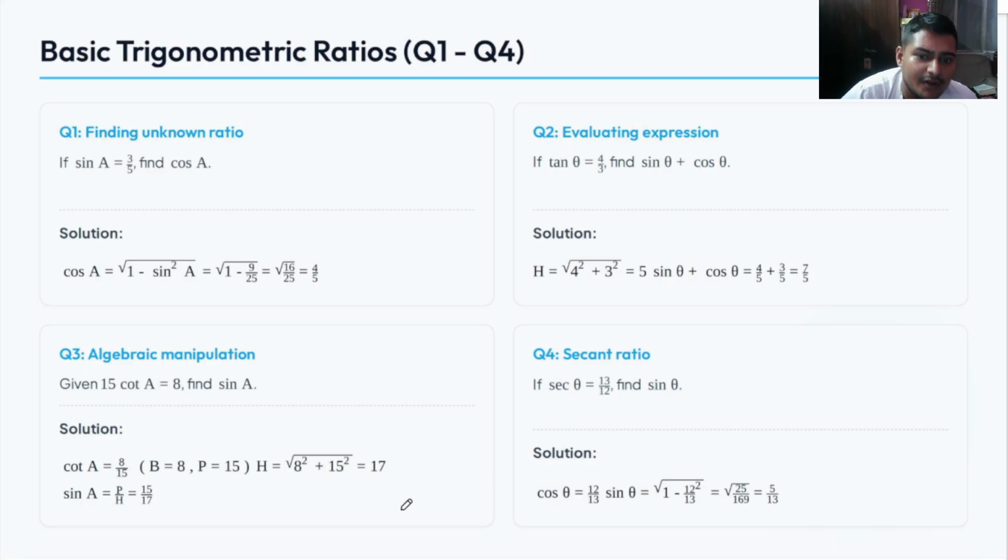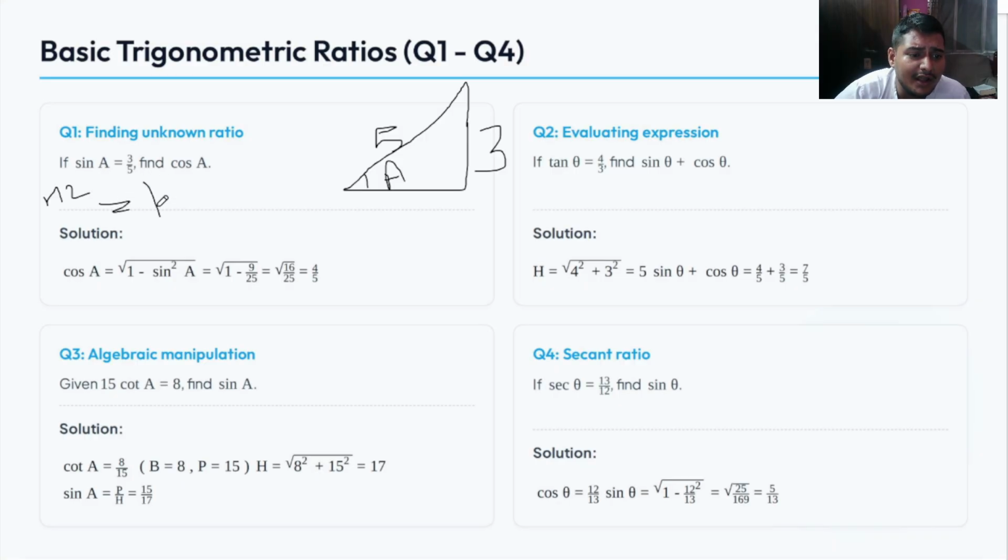Now, moving forward to some more questions. Here, sin A is 3 by 5. We have to find the cos A. Again, from the right angle triangle, if sin A is 3 by 5, the perpendicular is 3, hypotenuse is 5. We have to find the base for the cos relation. That can be found out by the important relation h square equals p square plus b square.